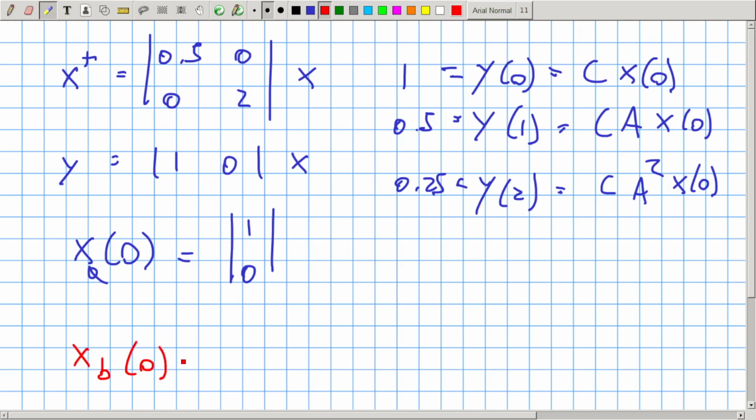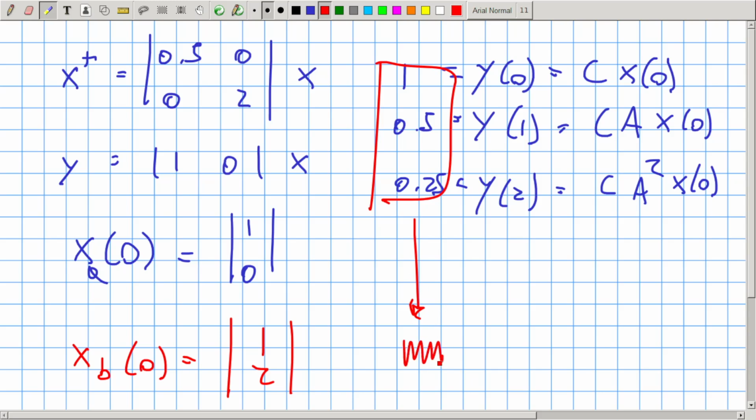Now, x_B of 0 is equal to 1, 2. What do I get here? You compute it. It's going to be the same, true? It's going to be the same. I get the same here.